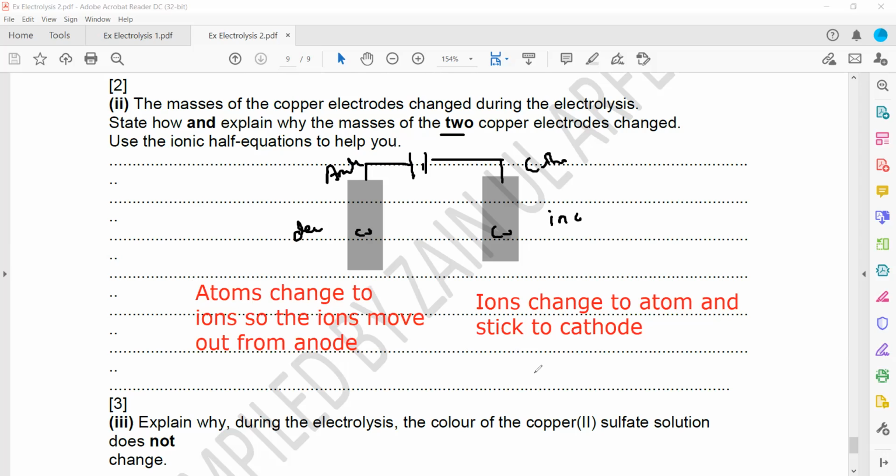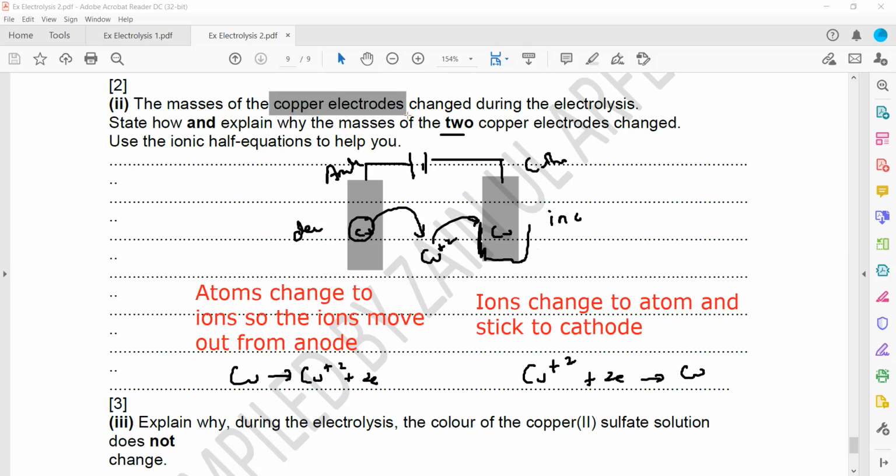And we have to write the equation. Copper ions from the solution gain electrons and turn into copper atoms, that's why the size is increasing. Here, the copper atom goes into the solution as a copper ion, so the size is decreasing. Is the discussion clear? Any doubts about why the mass of the copper electrode changes during electrolysis? Any question or doubt on this part?